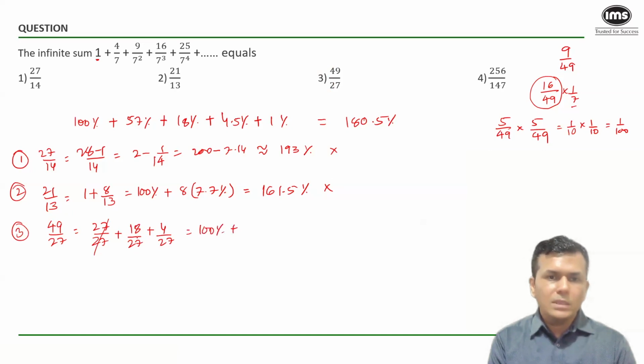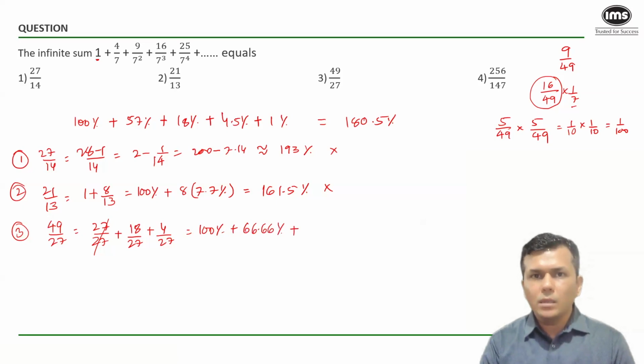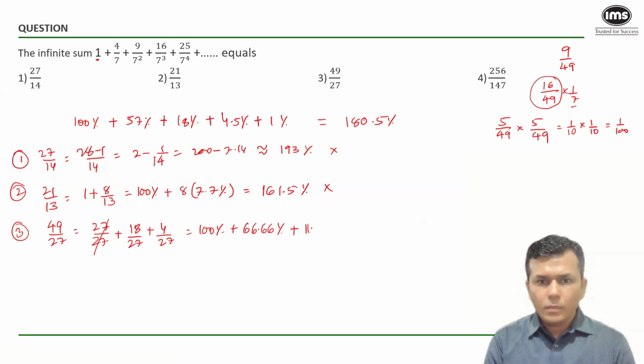Plus 18 by 27 is nothing but 2 by 3, that is 66.66%. And then you have 4 by 27. If we just take 4 by 28, which is 1 by 7, which is 14.28. So what is the approximate addition of all these?